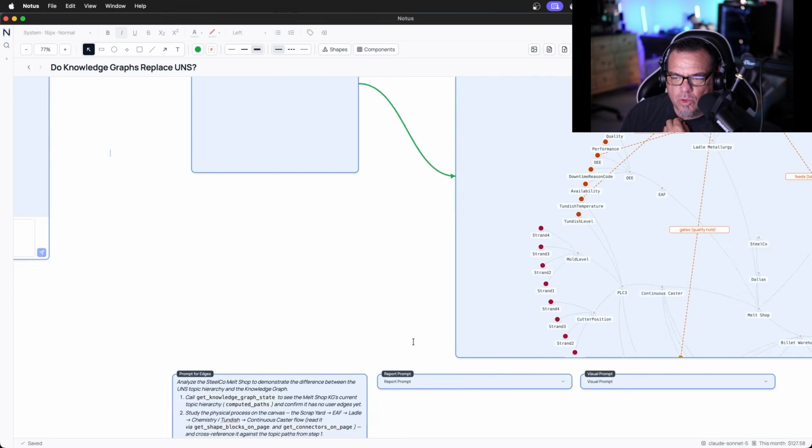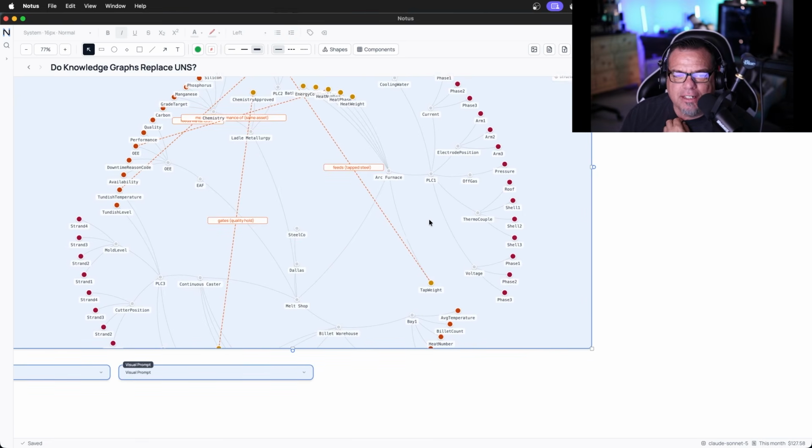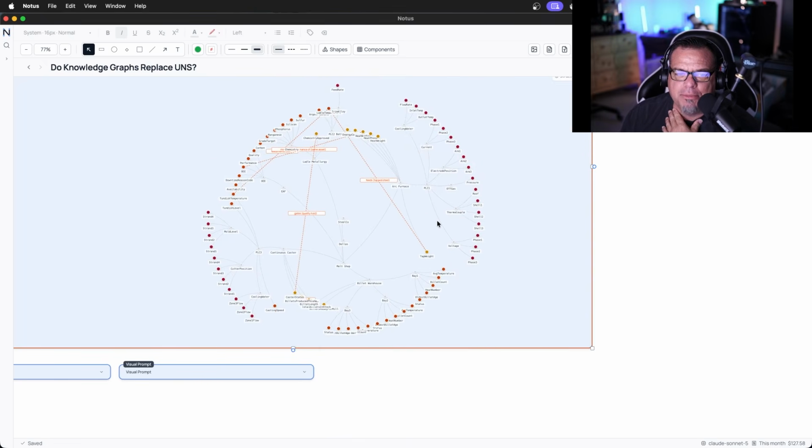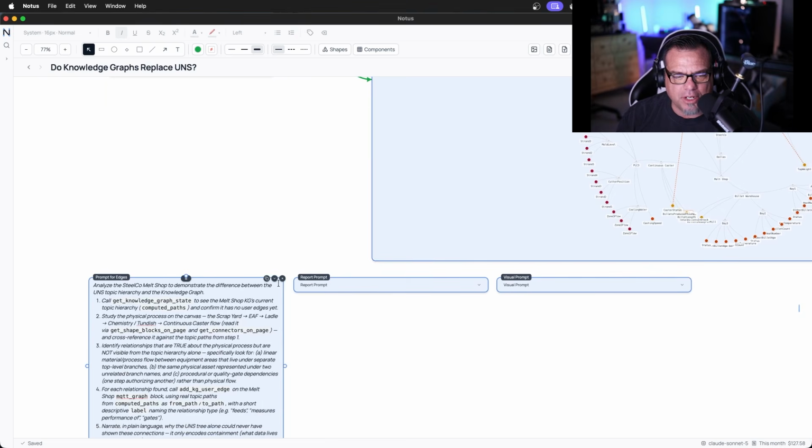Okay, so what we've done is we now have a knowledge graph. We had a graph from our unified namespace, and now we are applying knowledge on top of that graph to create a knowledge graph. And right now we're only doing it in the melt shop.